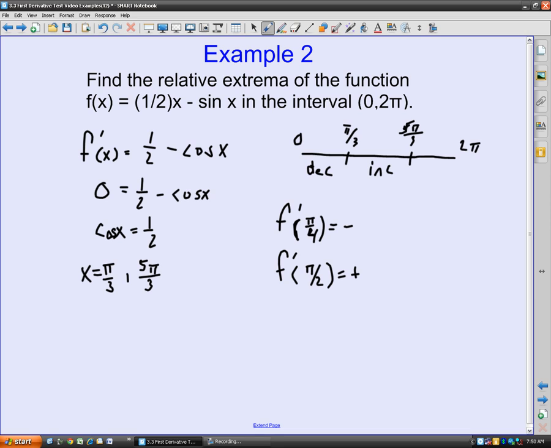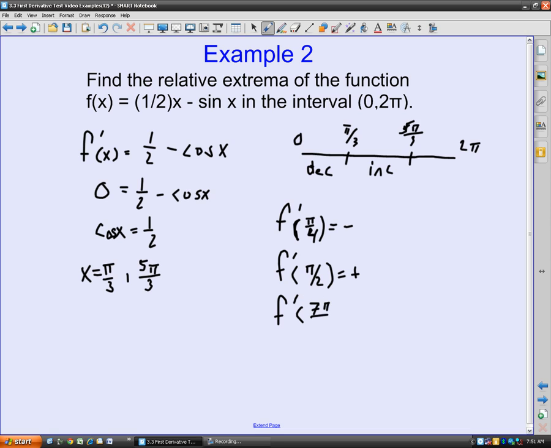And then last but not least, between 5 pi over 3 and 2 pi, actually, I probably would have been better off had I chosen pi instead of pi over 2, but that's okay. If I put pi in, I get cosine of negative 1, it's still positive, so it doesn't matter what I put, just anything between pi over 3 and 5 pi over 3. And then I'm going to do f prime of, let's try 7 pi over 4. Kind of the same idea as what I had before.